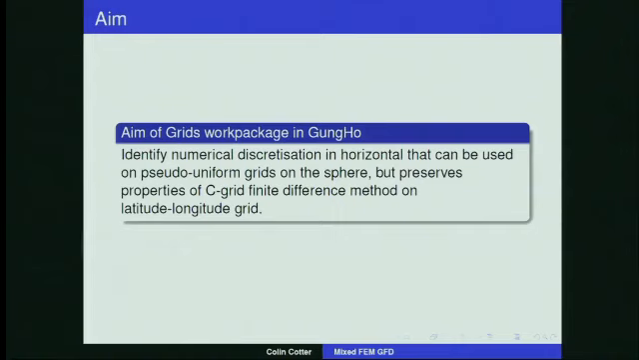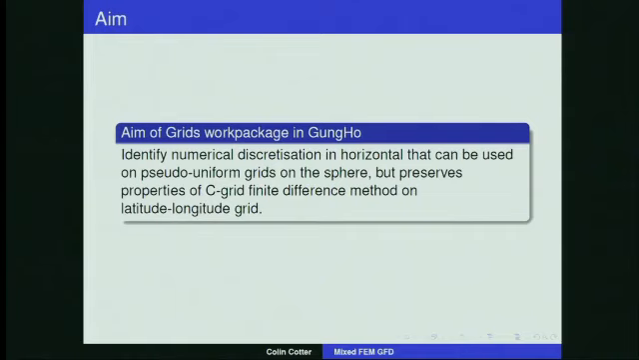My aim in the project is to contribute to the grids work package, which is trying to identify numerical discretizations for the horizontal. We're just thinking about the horizontal at the moment, the vertical is for next year. Discretizations that can be used on pseudo-uniform grids on the sphere. An example of a pseudo-uniform grid is the one which we just saw, this yin-yang grid, where you don't have any concentration of grid points around the poles. But we want to preserve, as much as possible, all the nice things that the Met Office really likes about the C-grid finite difference method that they already have.